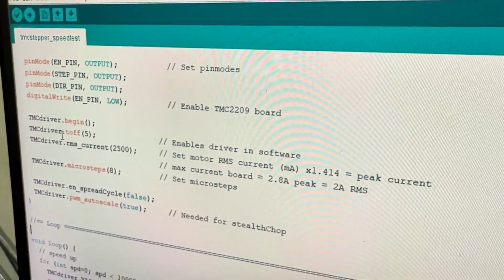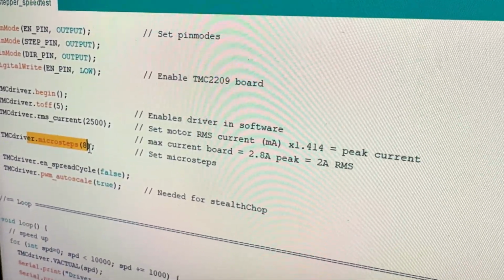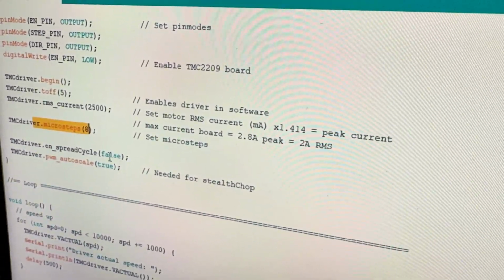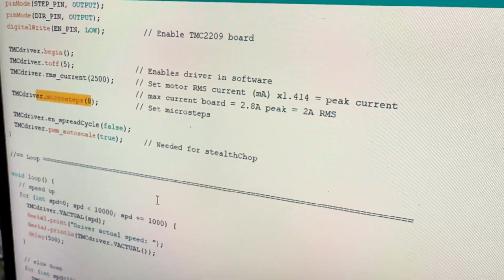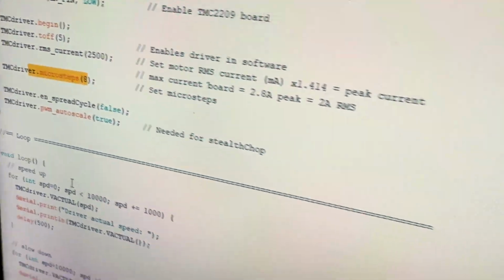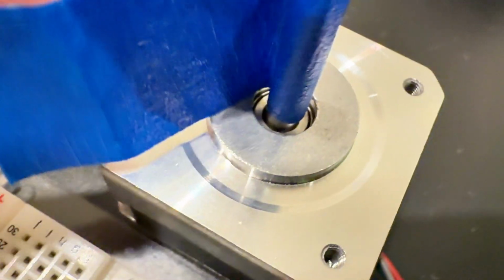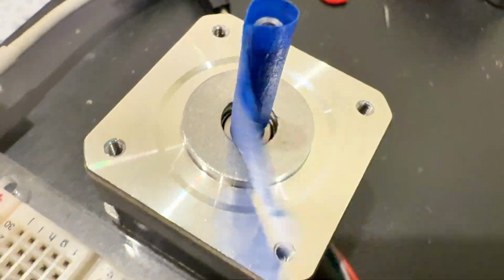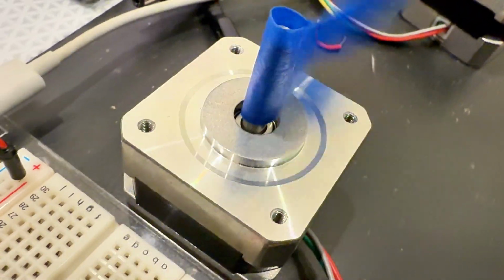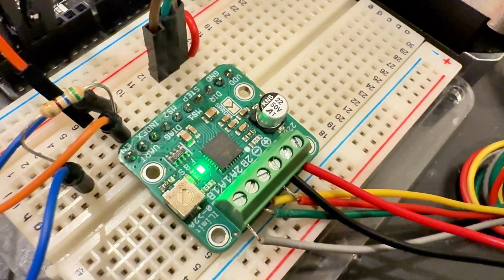You can set the current limiting, you can set the microsteps over UART, and then some other things like spread cycle and PWM scale. And then you can set the velocity over the UART. What's interesting is I'm not actually toggling the step pin here. I'm setting, incrementing and then decrementing speed. So I'm starting at zero and then stepping up to, whatever, 10,000 speed. I don't know exactly what that means, maybe steps per minute or something. I gotta look that up.